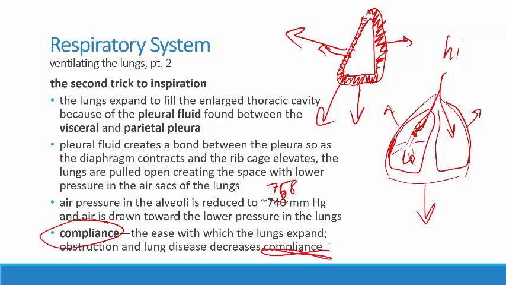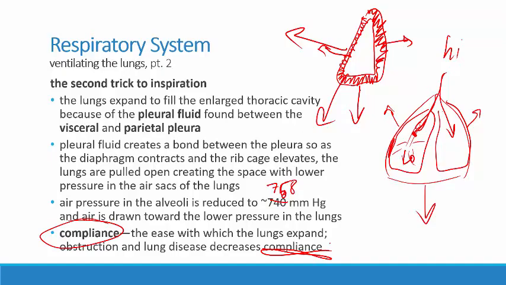Okay, so 2 tricks to open up the lungs or to ventilate the lungs. The first is we have to make low pressure. We do that by increasing the volume of the thoracic cavity. The second trick is to transfer that low pressure area from the thoracic cavity to the passageways of the lungs, and we do that because the visceral pleura sticks to the parietal pleura, so that the lungs are pulled open as the thoracic cavity expands. That creates low pressure inside the lungs, drawing air in.